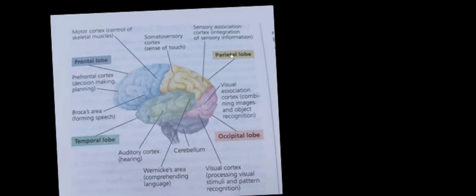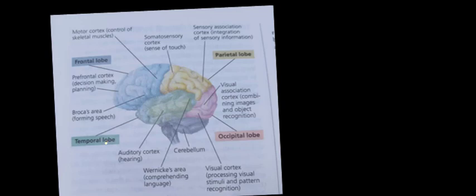Okay, and the parietal lobe is the sensory association area and integrates sensory information, and it also has the sense of touch. And this lobe, the occipital lobe, is the visual association cortex, combining images and object recognition. The superficial part of the cerebrum is the cortex, so these are the different regions of the cortex. Another important part present in the occipital lobe is the visual cortex, which processes visual stimuli and pattern recognition, right?